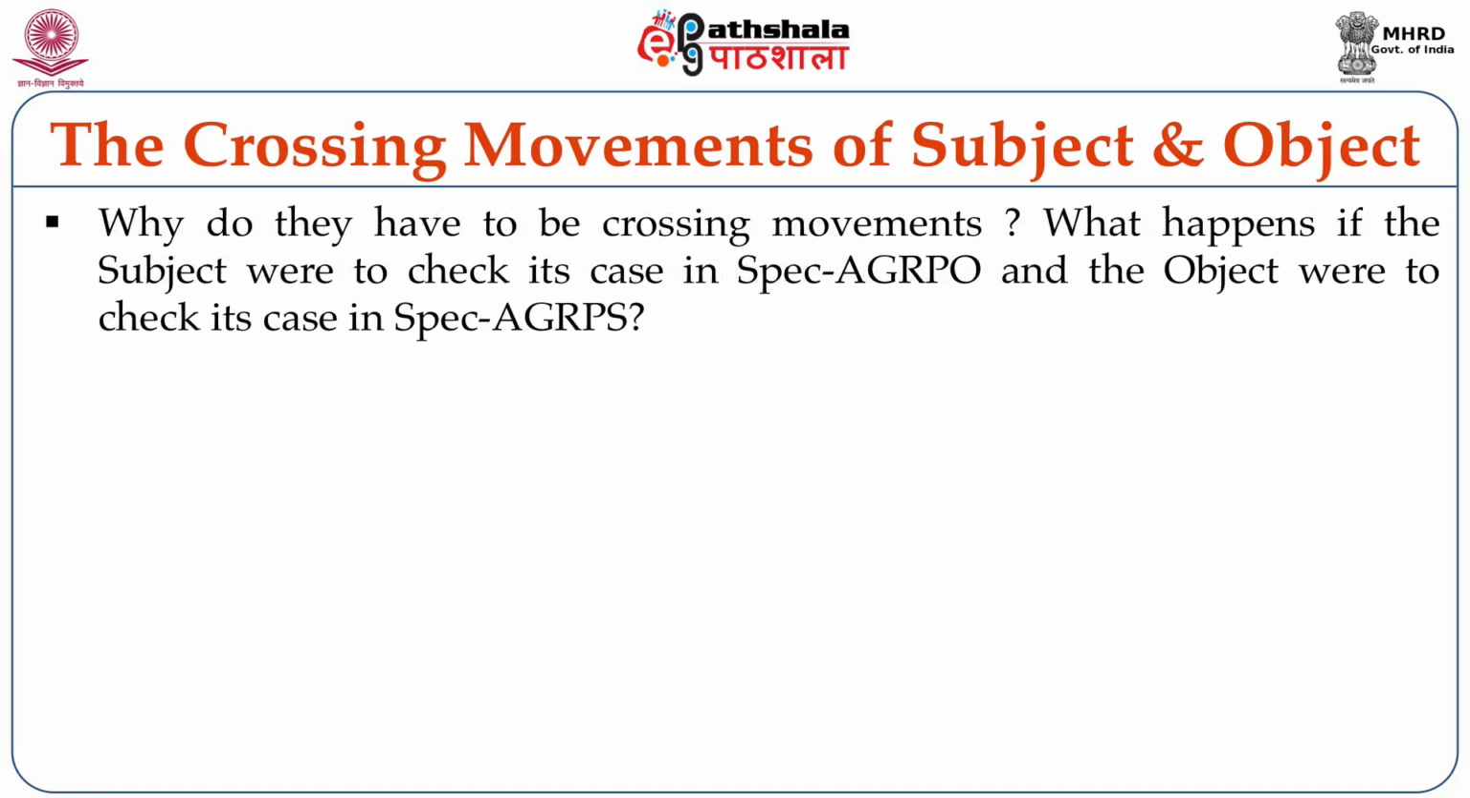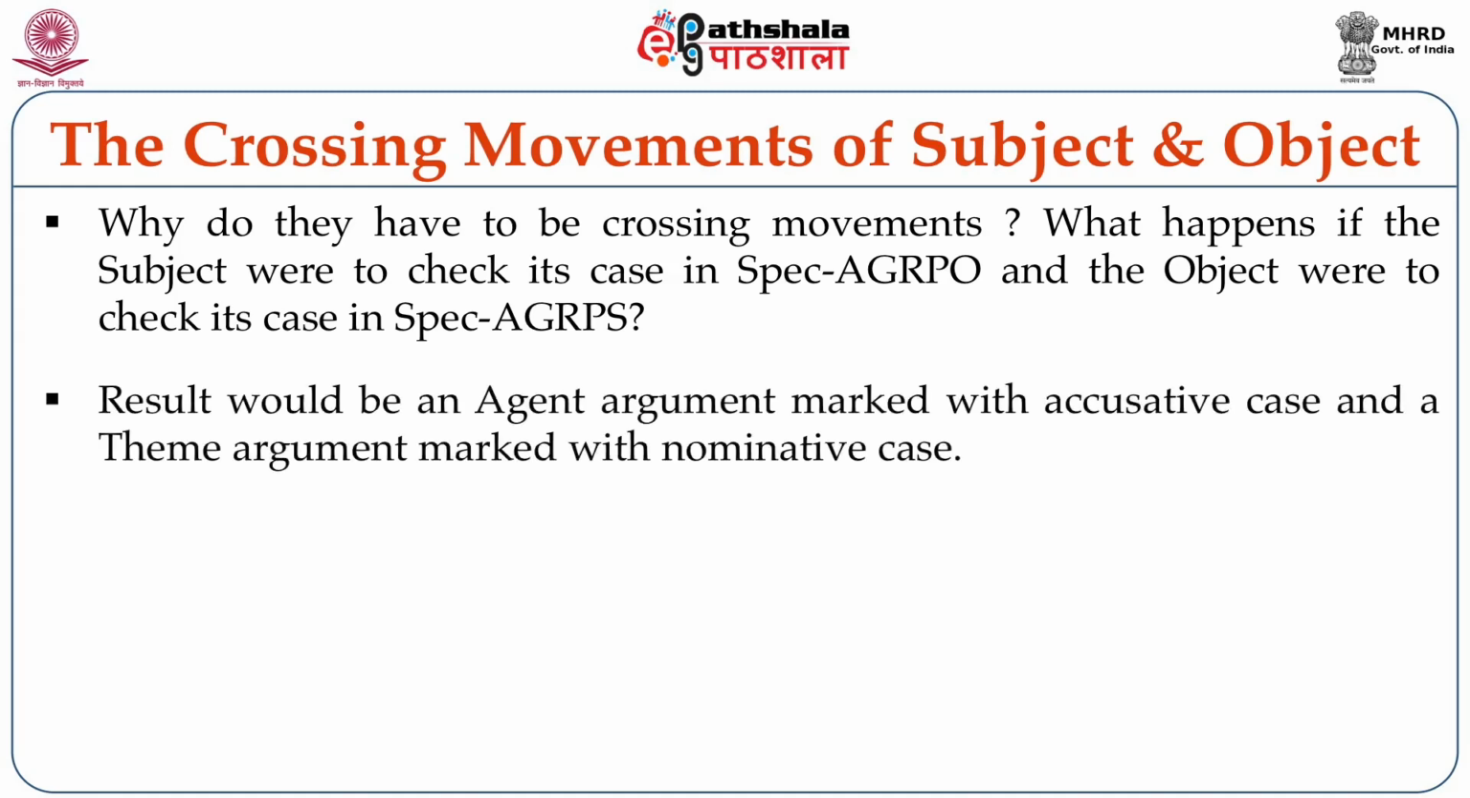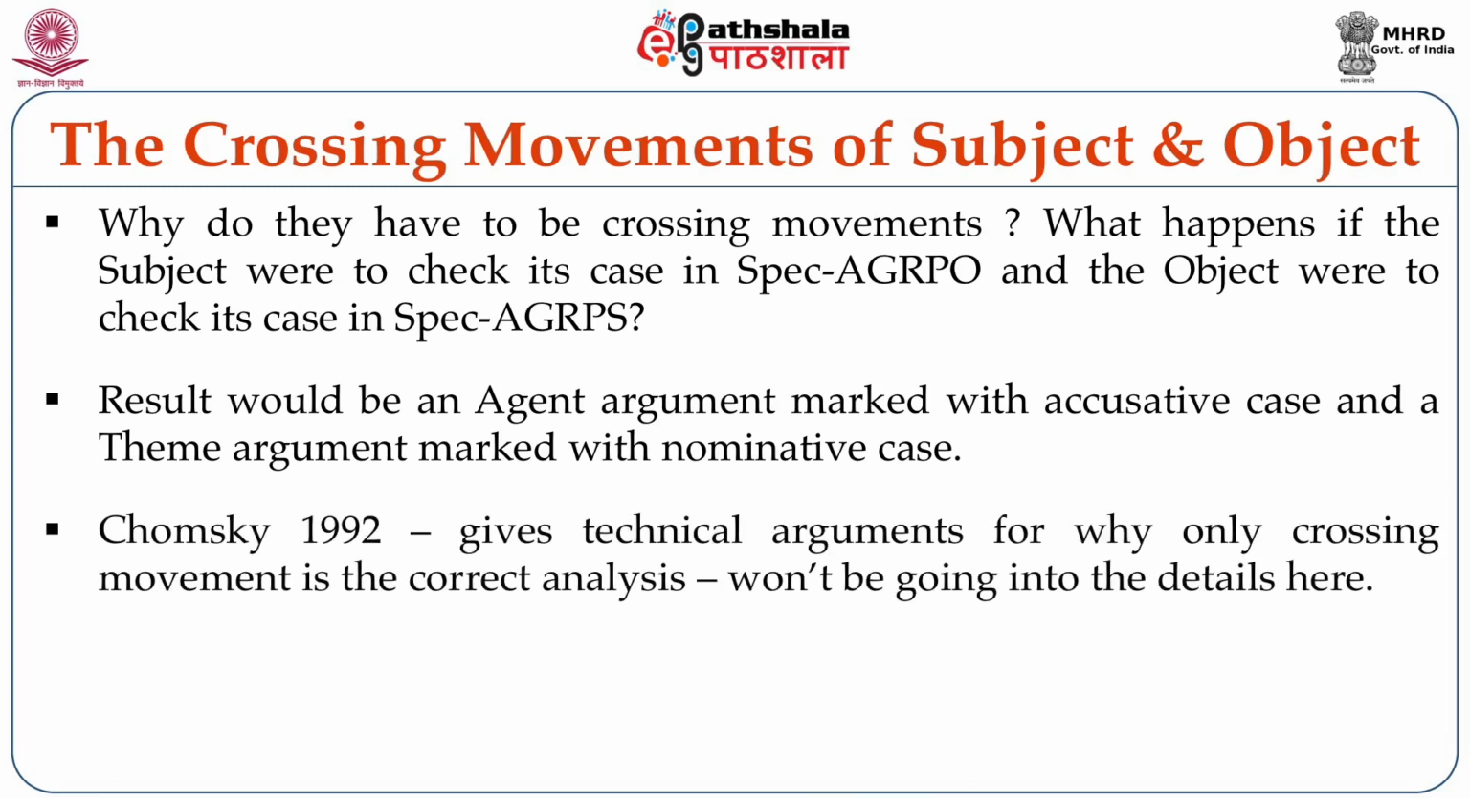Why couldn't it be the case that subject were to check its case in spec AGROP and object were to check its case in spec AGRSP? Then, as a result, we would be getting an agent argument marked with accusative case and a theme argument marked with nominative case. Chomsky in his 1992 paper gives some technical arguments as to why only crossing movement is the correct analysis. In this module, we won't be going into the technical details of it, but it's sufficient to say that it is only the crossing movement analysis that follows through after we have seen this supporting data for it.